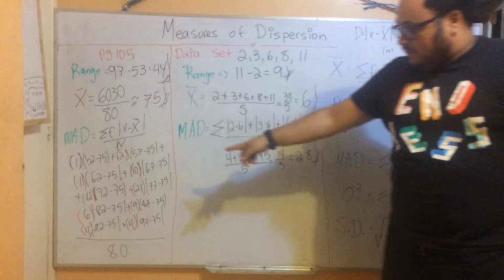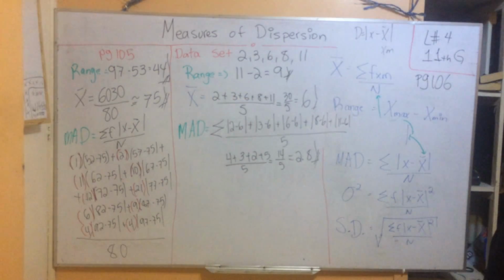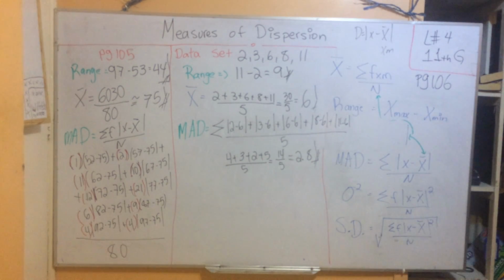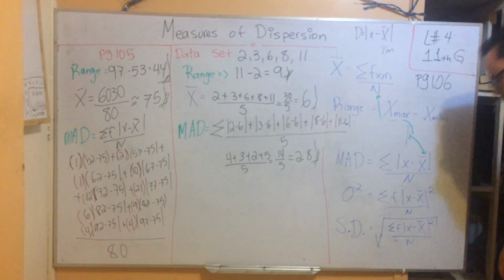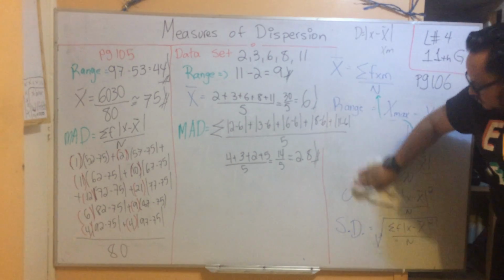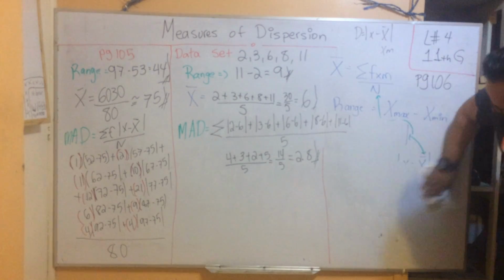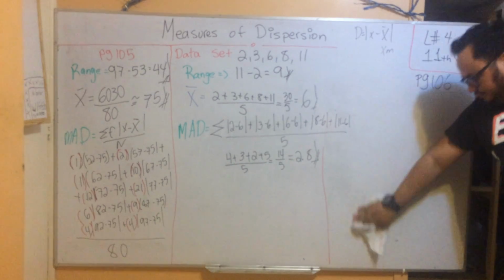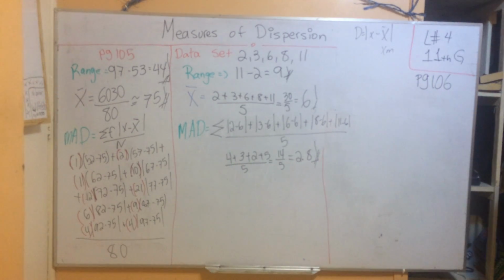Once we get all of this added and divided by 80, we're going to have the MAD of this. I don't have much space, so I'm going to erase here. We don't need this anymore, even though we have it on page 106. Let's erase this because we need more space. I thought this whiteboard was going to be enough.